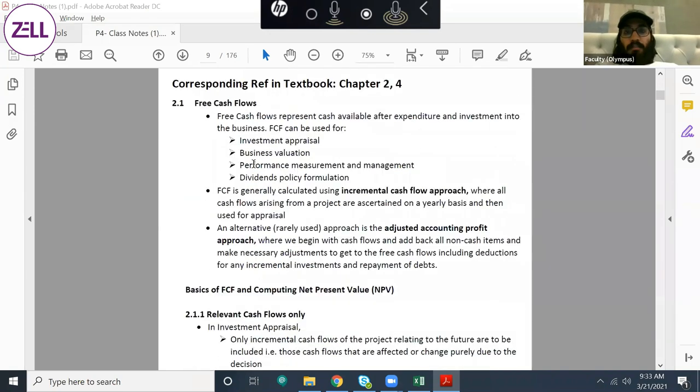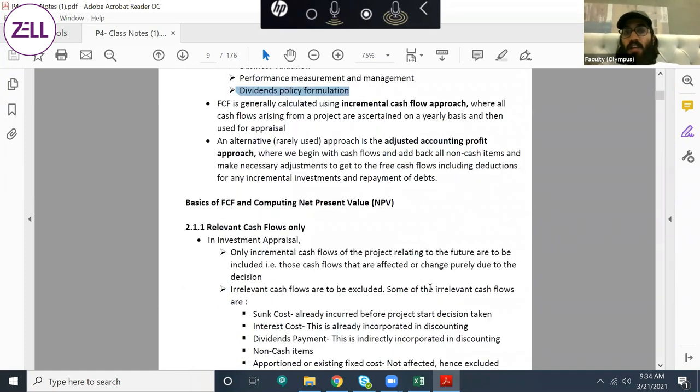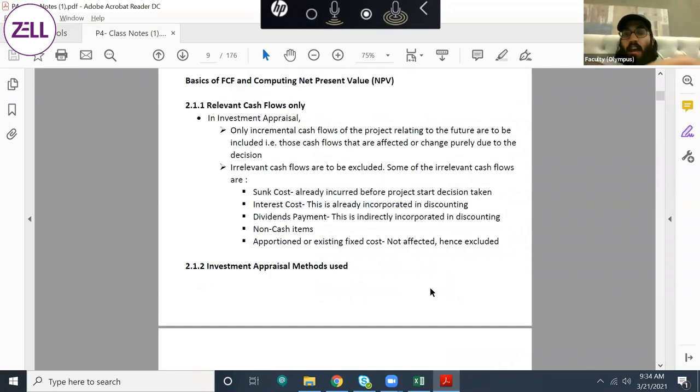You remember the free cash flows will help me in dividend policy formulation. If I'm a cash positive company, then only I'll be able to pay the dividends, right? And even if I'm a cash positive company, this is not an income and expense for me. It's just allocation of money to the shareholders, right? Hence, it is not a cost to the company while doing the free cash flow analysis. Then comes your other non-cash items and apportioned or existing fixed cost.